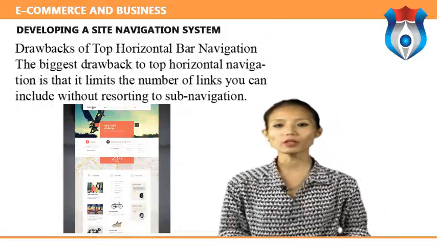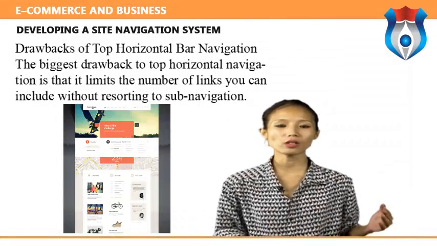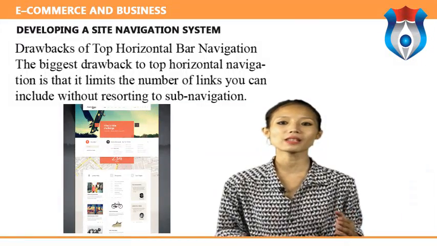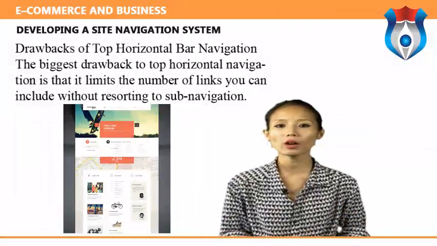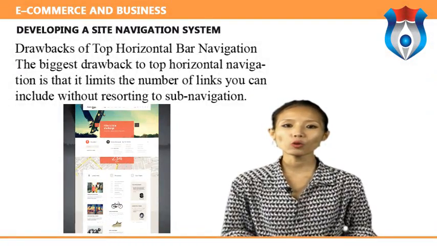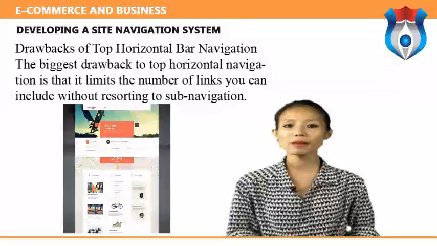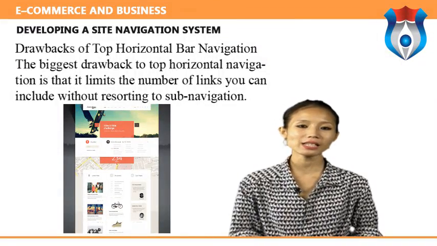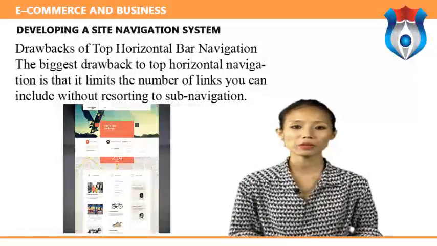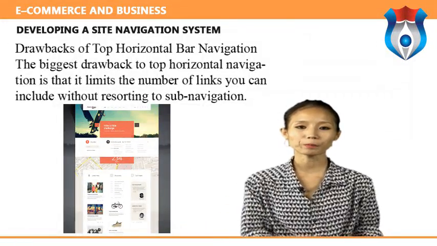Drawbacks of top horizontal bar navigation. The biggest drawback to top horizontal navigation is that it limits the number of links you can include without resorting to sub-navigation. For sites with only a few pages or categories, this is not a hindrance, but for sites with complex information architecture and many sections, this is not an ideal primary navigation menu option without the help of sub-navigation.